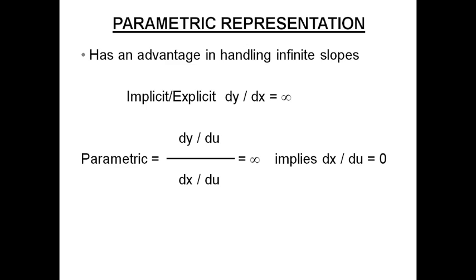Another advantage of the parametric representation is that it is very good for handling infinite slope. For example, in implicit or explicit form of representation, the way of finding the slope is dy by dx. So you have an equation of a curve, and you differentiate it with respect to x and find out if the answer is coming out to be infinity at a particular point. That means the slope at that point is infinity or vertical.